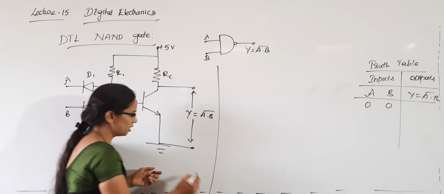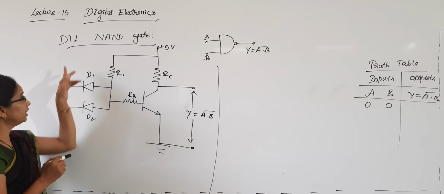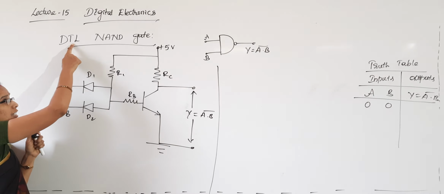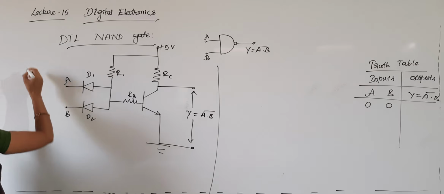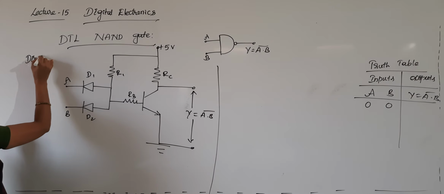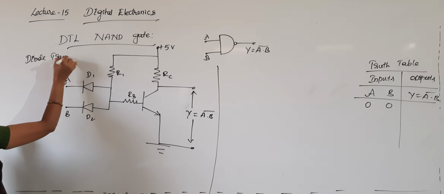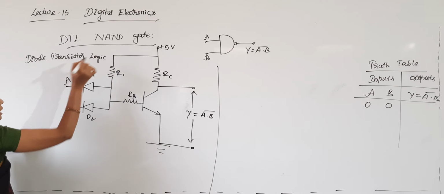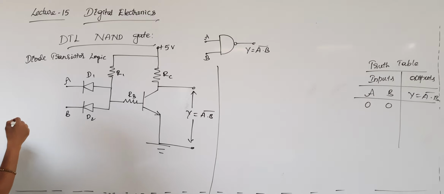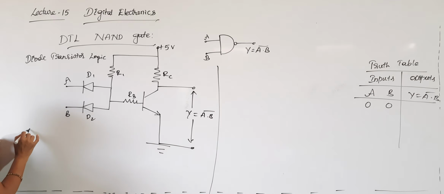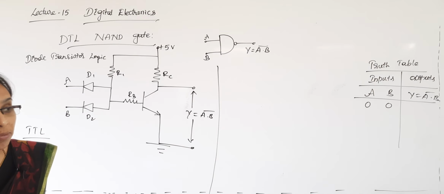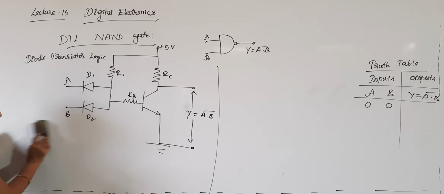In the circuit analysis of the DTL NAND gate, why is it called DTL? DTL is diode transistor logic. Likewise, we have TTL, transistor-transistor logic, and CMOS technology, that and all you will study in further studies.